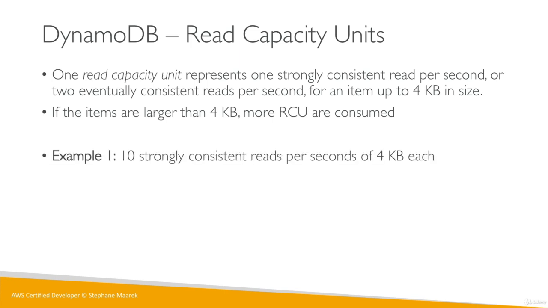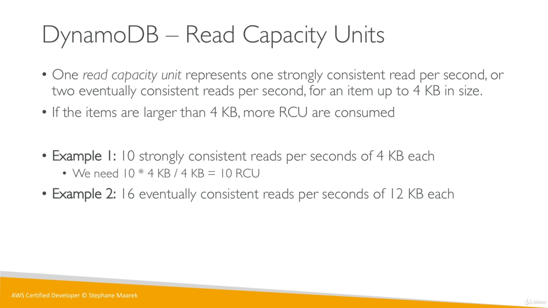So let's take an example. Say we want to have 10 strongly consistent reads per second of 4 kilobytes each. That's actually the easier case. So we need 10 times 4 divided by 4 equals 10 RCU. So why? Because we want 10 strongly consistent reads per second, which is a definition. 1 RCU equals 1 strongly consistent read per second. And then each item is 4 kilobytes each, which represents the definition. And so we divide 4 kilobytes by 4 kilobytes. That gives us 1. 10 times 1 equals 10.